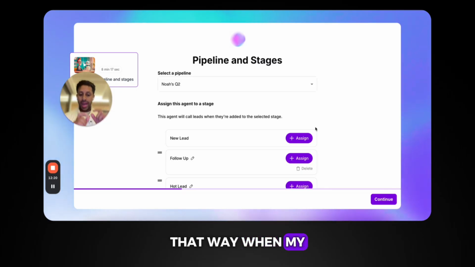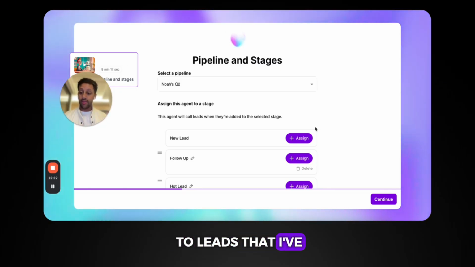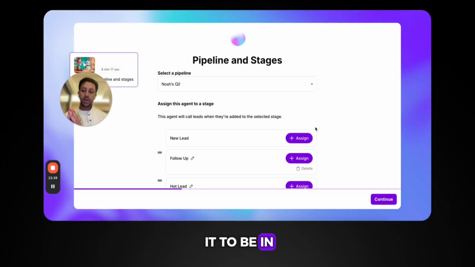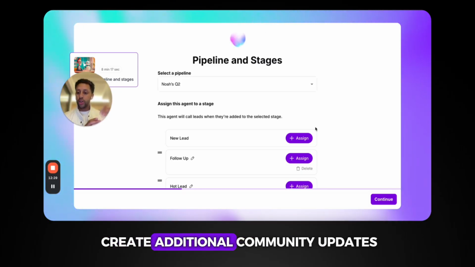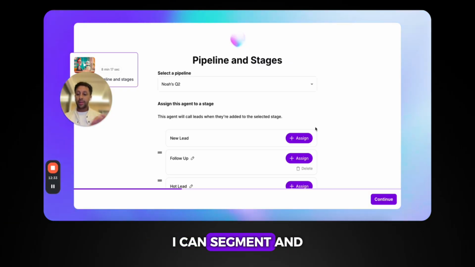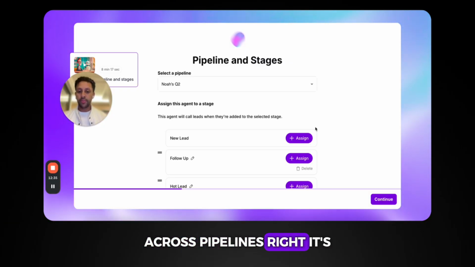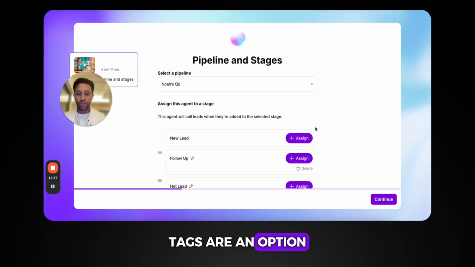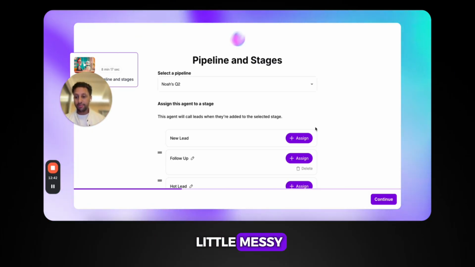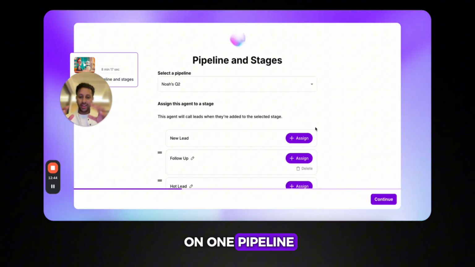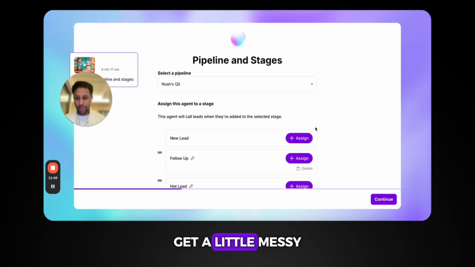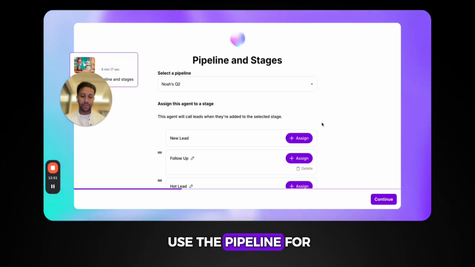That way, when my AI agent is talking to leads that I've given it, it's putting them in the proper pipeline that I would like it to be in. Therefore, when I do create additional community updates across different listings, I can segment and separate those across pipelines, right? It's one thing to do it with tags. Tags are an option in here, but it's still a little clustered and a little messy to share it all on one pipeline, have multiple leads across different listings with just tags. So I like to use the pipeline for that purpose.